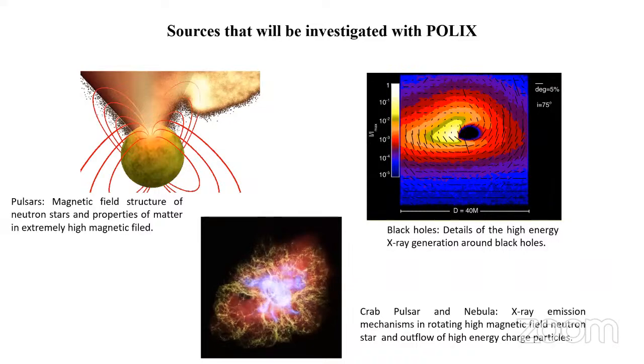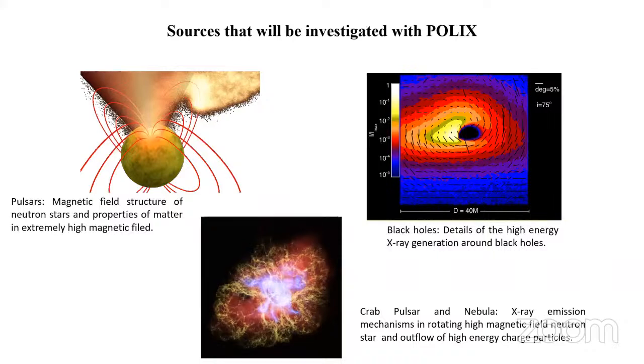Now, sources that will be investigated with POLIX. Why are we doing this? If you see the first picture here, I've written pulsars, magnetic field structure of neutron stars, and properties of matter in extremely high magnetic field. There is a neutron star on which matter from the companion star is falling. In this figure, you can try to visualize that. X-rays come out from the region shown in this figure.